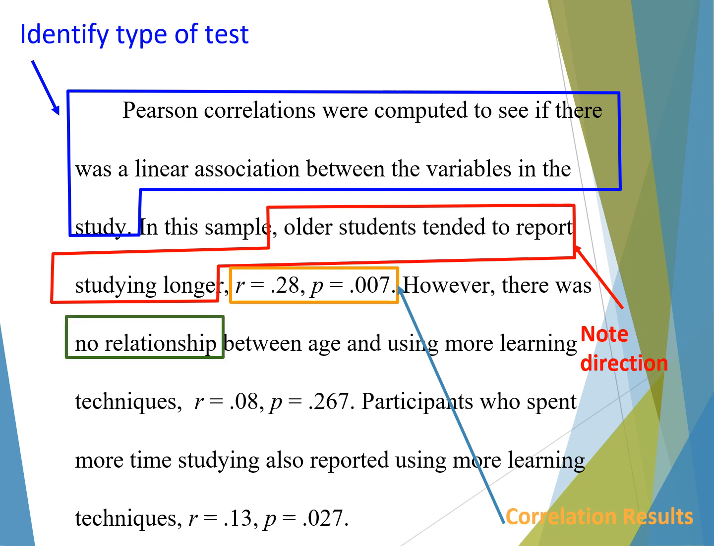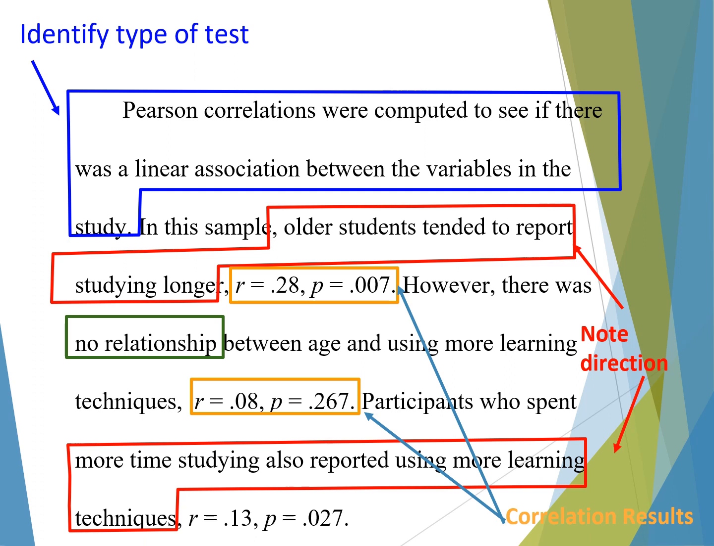Remember that we're doing this for each one of the correlations we tested, so we're going to go on. However, there was no relationship between age and using more learning techniques, and we've reported on that non-significant correlation. We've still reported the correlation coefficient and the p-value, which is greater than 0.05 and therefore not significant. And then we report on our last finding. Participants who spent more time studying also reported using more learning techniques. So we've got another positive correlation there, and again, we've reported our r value and our p value.